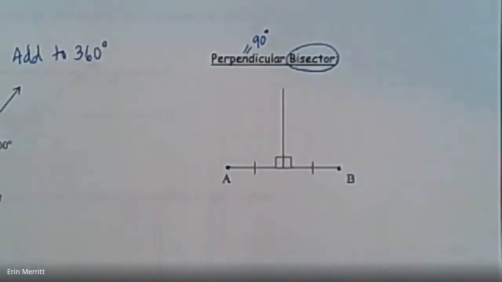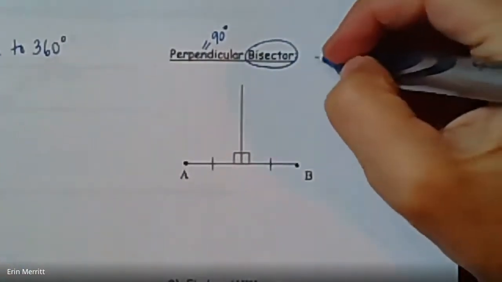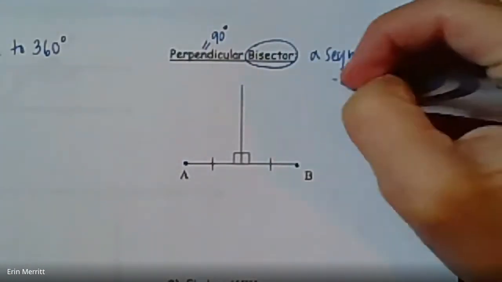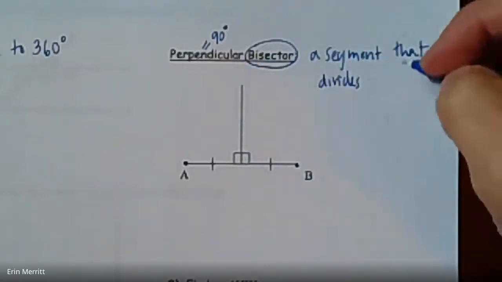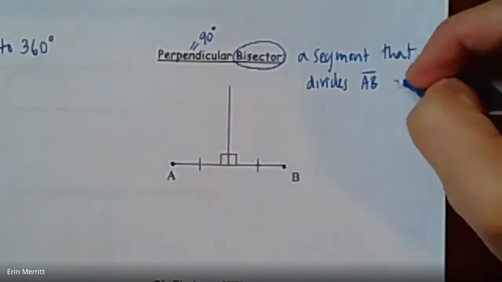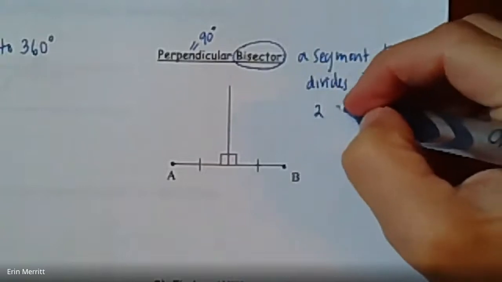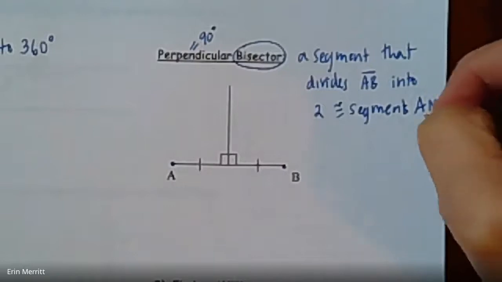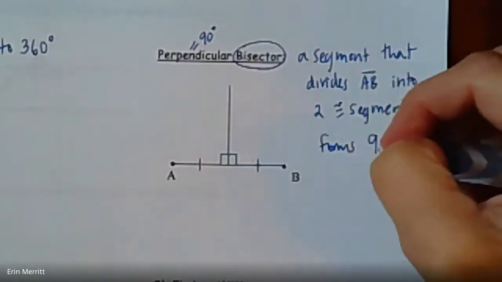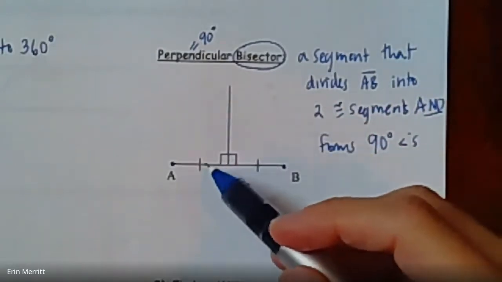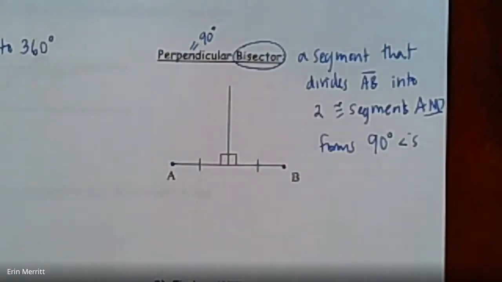So when you have a perpendicular bisector, it's a segment that divides AB, I'm going to say AB so that you can see it in the diagram, into 2 congruent segments and forms 90-degree angles. So you've got the 90 degrees, there's the perpendicular, chopped into 2 equal parts, that's the bisector piece. Okay. We are going to fly through some of these first ones.